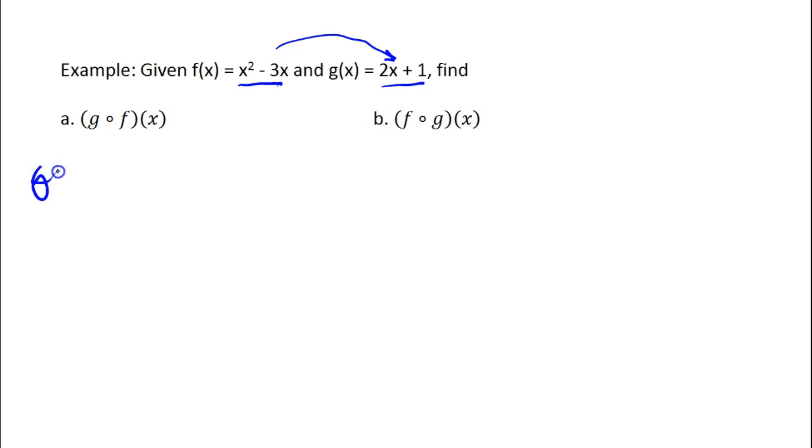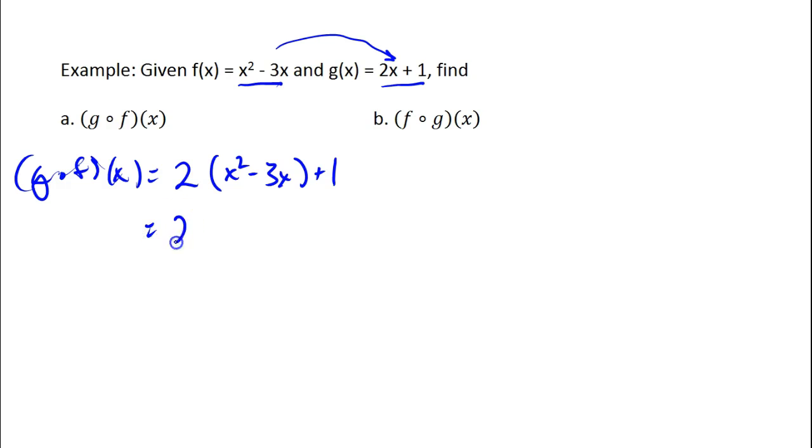So let me write this out. g of f of x is going to be twice the f function plus 1. That's what g tells me to do. That's going to be 2x squared minus 6x plus 1. And that's it. We can't make it any simpler than that.